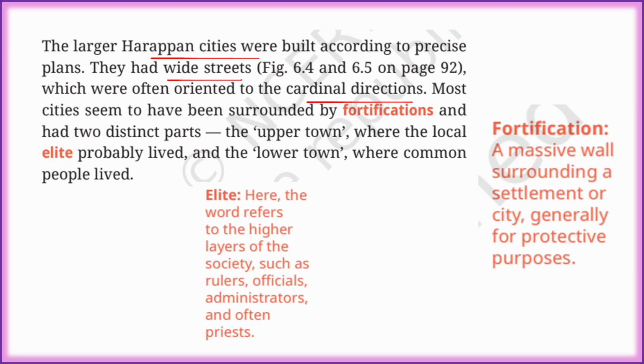Most cities seem to have been surrounded by fortifications and had two distinct parts: the upper town, where the local elite probably lived, and the lower town, where common people lived.